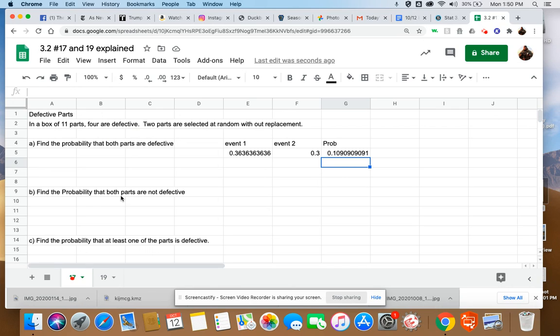Part B, find the probability that both parts are not defective. Again, 2 events. The first event, 11 parts is our total. We know that. How many of them are not? Well, 4 are defective. So obviously 7 will not be defective. So we're going to have 7 divided by 11.